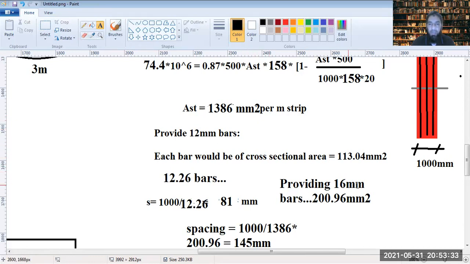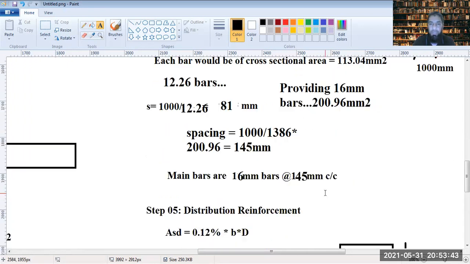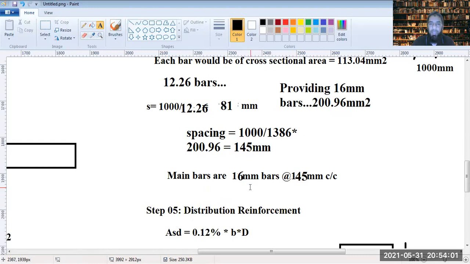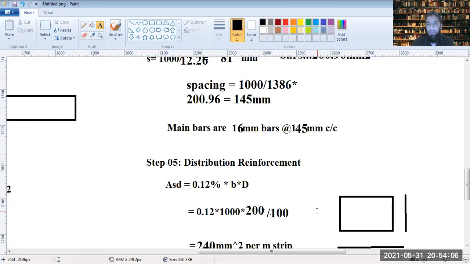Thereby, we are providing 16 mm bars. So the area of the cross section of each bar would then be 200.96. Again, 3.14 divided by 4 into 16 square. So the spacing would then be 1000, that's the unit strip, divided by 1386 divided by 200.96. So we're getting a spacing of around 145. So that's good. So the main bars we are providing are 16 mm at the rate of 145 center to center.